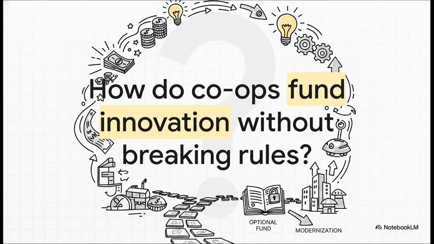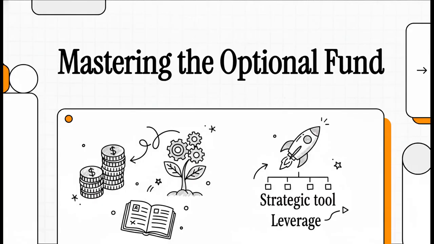So how exactly do cooperatives fund fresh ideas, tackle special projects, and modernize their operations legally without running afoul of those famously strict accounting rules? Well, it's a super common hurdle, but there's actually a specific mechanism built right into your accounting that's designed to solve exactly this problem. Welcome to this explainer.